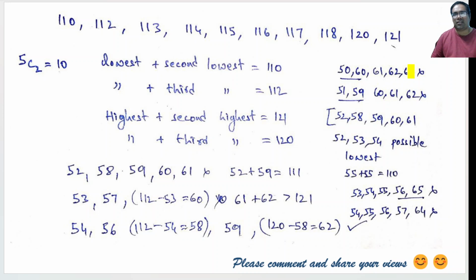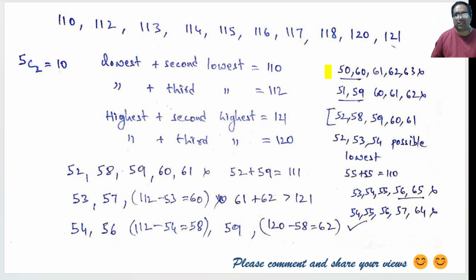We are just taking consecutive numbers because there is no way otherwise. If the first one is 50, the second one has to be 60. There is no way the third one can be lesser than 60. Third one should be 61, 62, 63. But this is not possible because 62 plus 63 should be equal to 121, but it is higher than 121. So 50 is not possible.